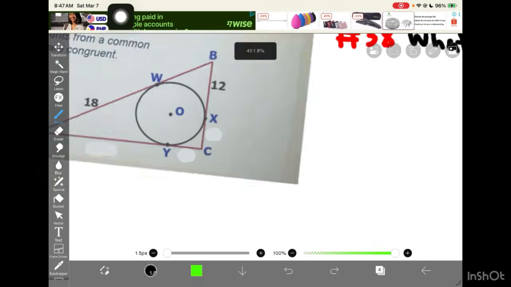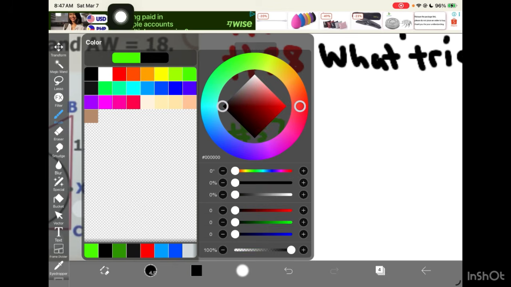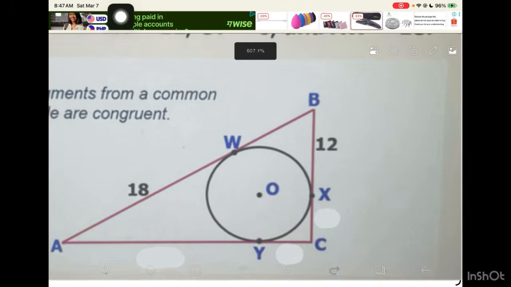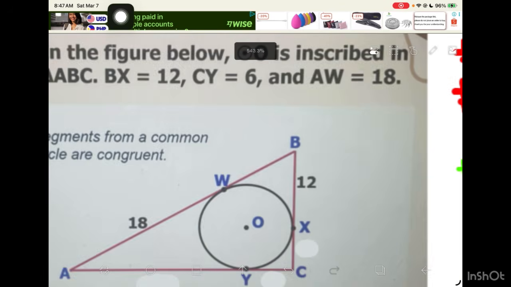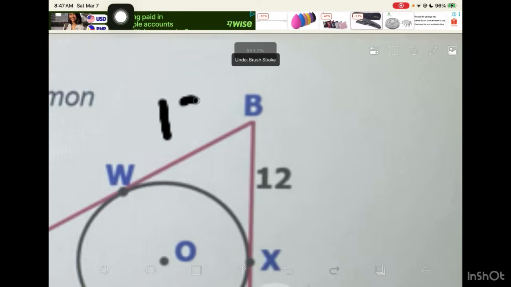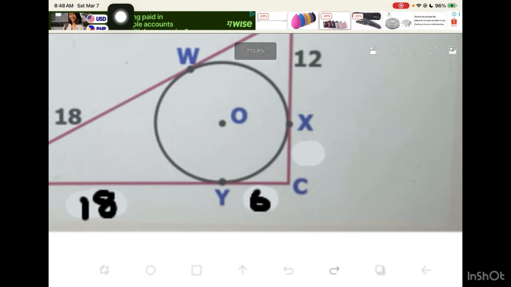So using those corollaries, we can do this one. So for number 37, since these two also are equal, therefore plus this common point here, so we can say this is 12. Same logic goes here, 18 and 6, 6.